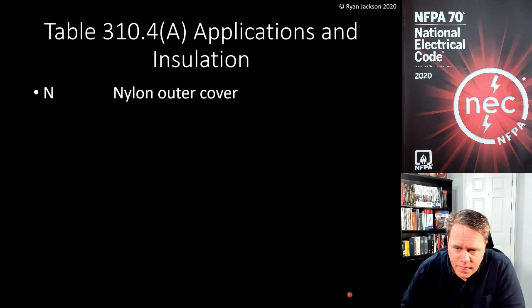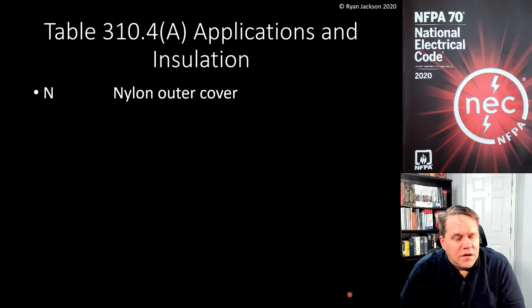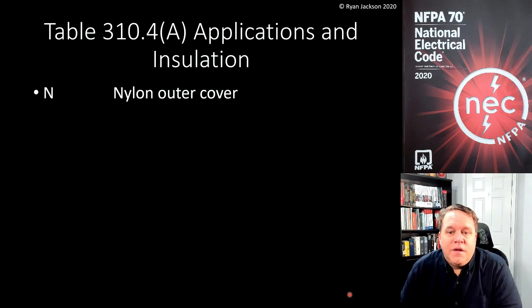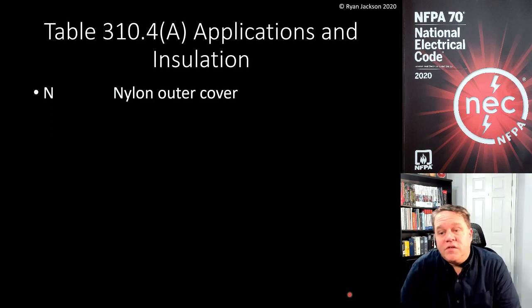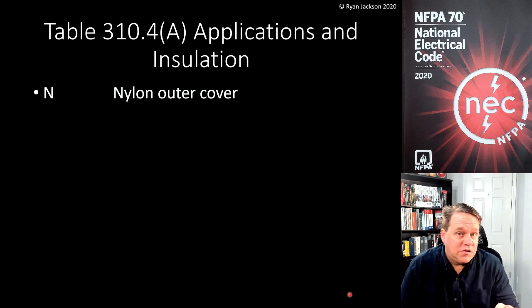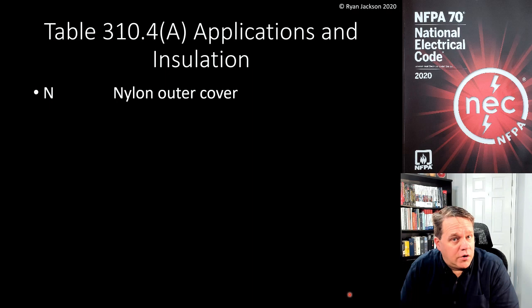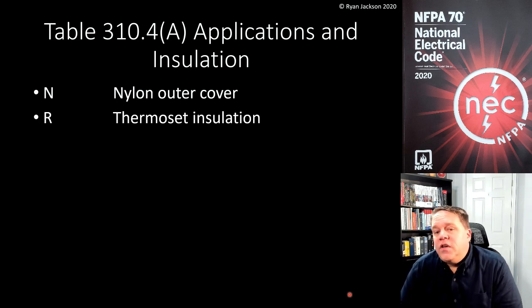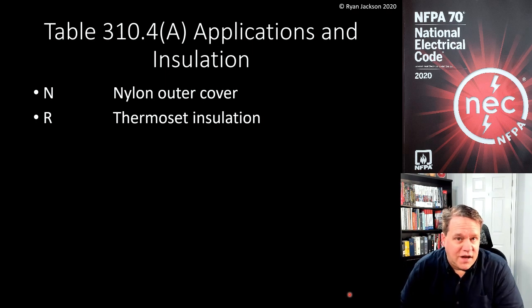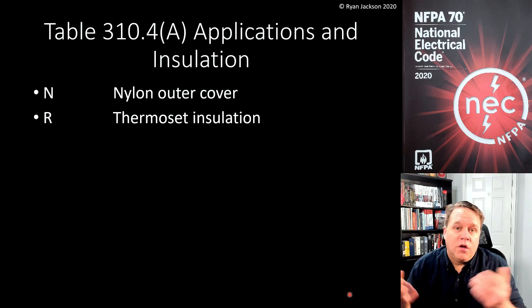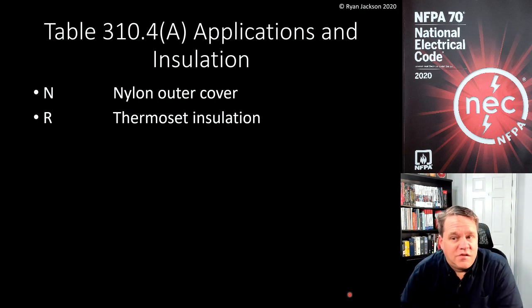If we see the letter N at the end of a conductor, that means it has a nylon outer cover. So THHN, THWN. So what do we know so far about THHN? Well, we know there's two H's, so we know it's a 90-degree conductor. We know there's an N, so we know it has a nylon outer cover. If I see the letter R, like RHH or RHW, that means it's a thermoset insulation. So if I have RHH, we know that that's a 90-degree conductor with thermoset insulation.